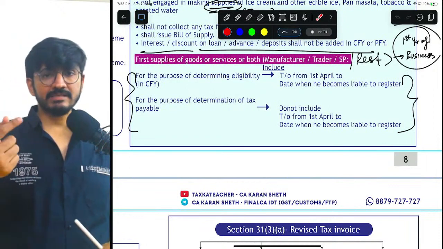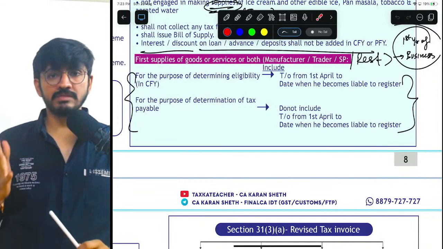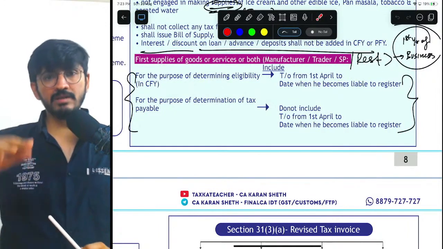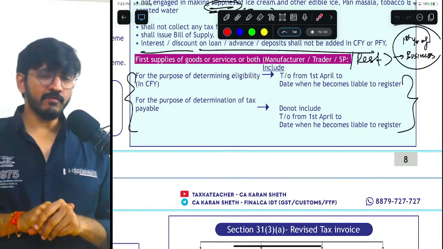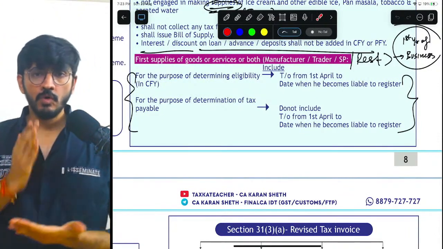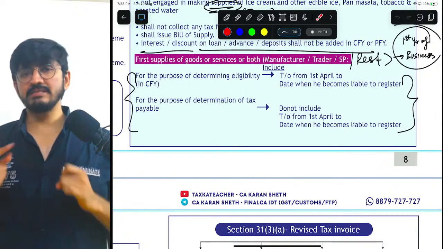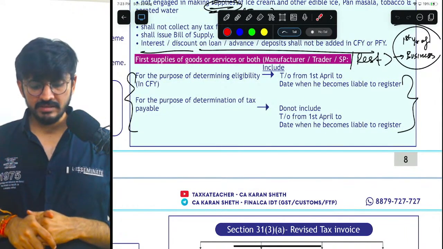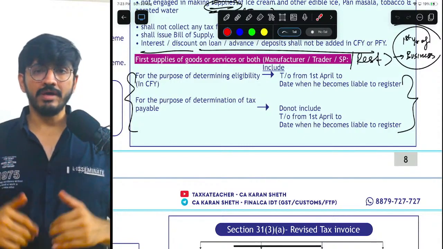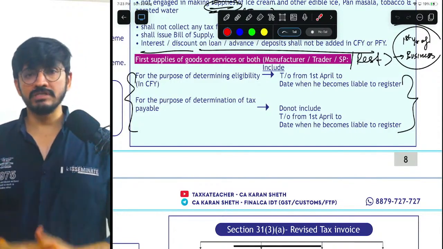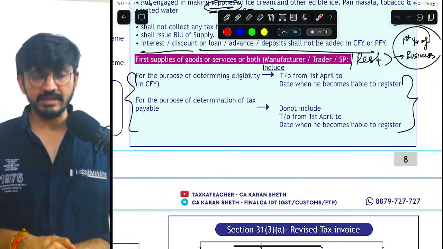So the first 20 lakhs is exempt. Then the composition scheme, and beyond that turnover, the normal scheme. So that is one thing that you need to really focus on, my dear friends, with respect to the composition scheme. Is that very clear? Make this very, very clear, my dear friends. I hope you all understood how we actually go about the composition scheme.